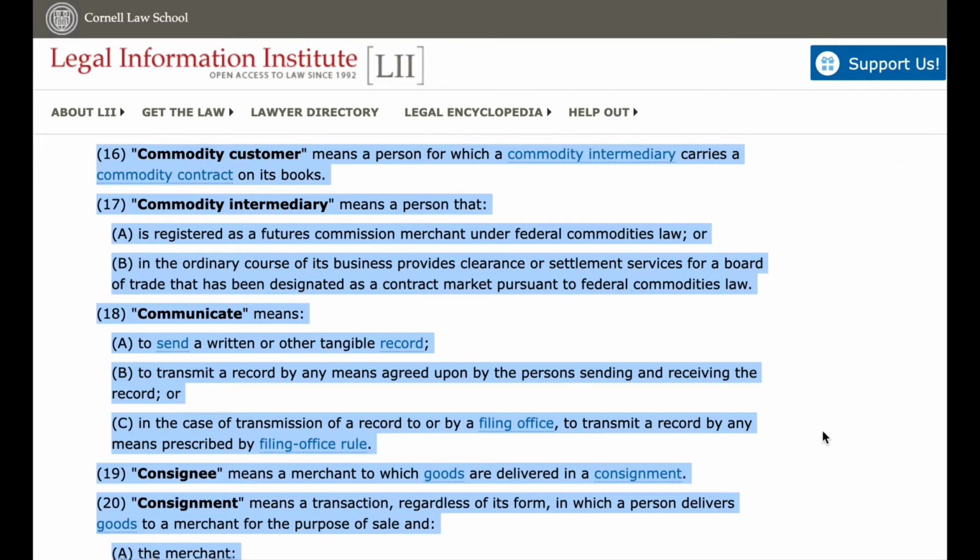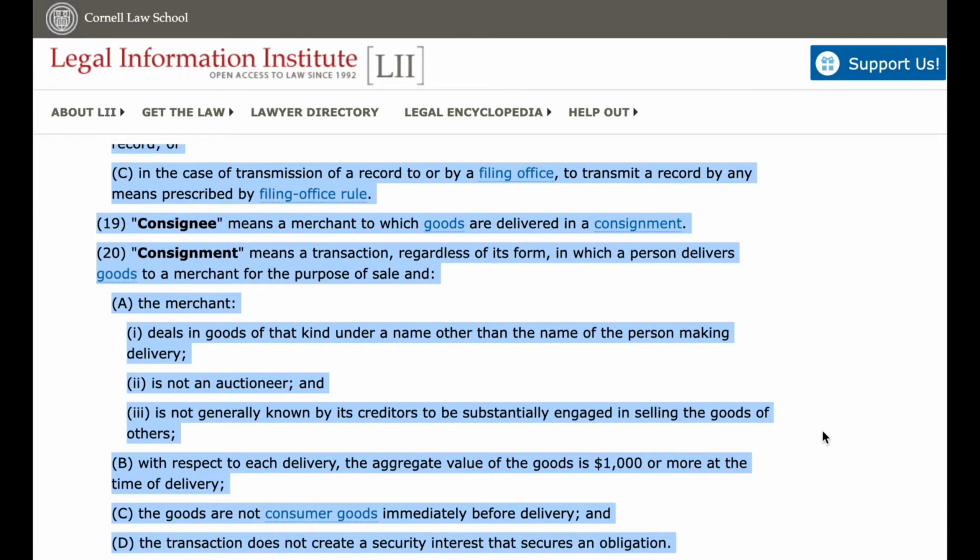18. Communicate means: a. to send a written or other tangible record; b. to transmit a record by any means agreed upon by the persons sending and receiving the record; or c. in the case of transmission of a record to or by a filing office, to transmit a record by any means prescribed by filing office rule. 19. Consignee means a merchant to which goods are delivered in a consignment.